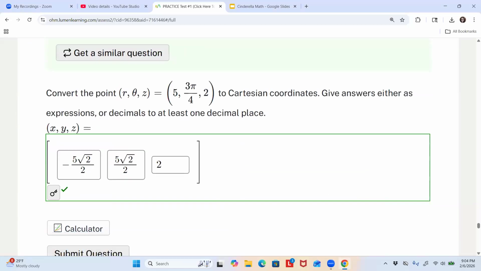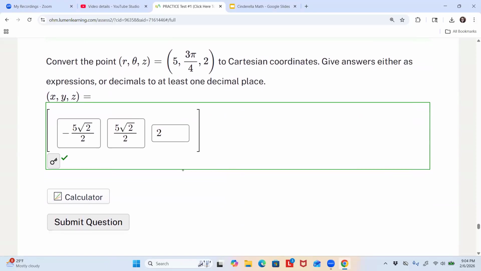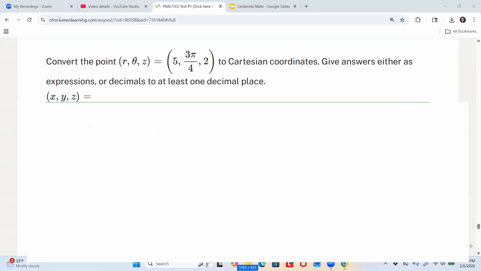27. Converting that point to Cartesian. Is that cylindrical or spherical? I think that's cylindrical. Let me look at my notes here. I get them all confused because there's so many formulas. Yes, that's cylindrical. Okay. So we do need some conversion formulas here, but then it's not bad once you have those formulas.